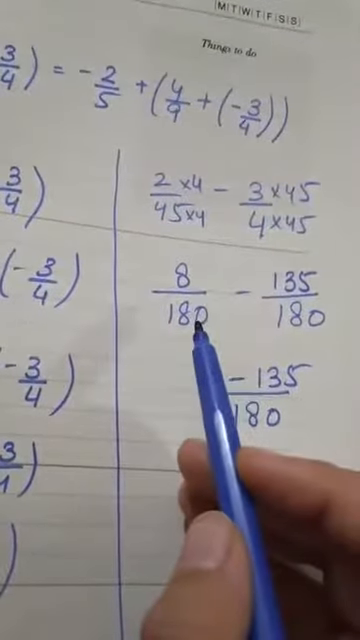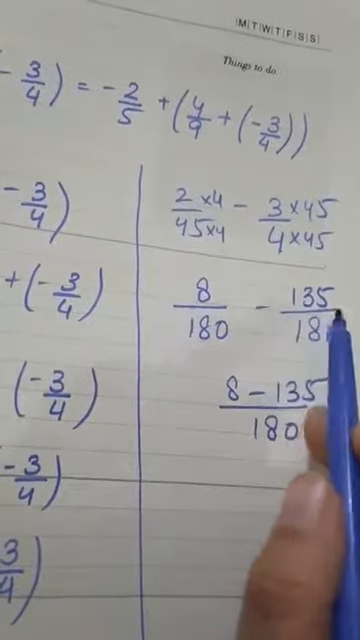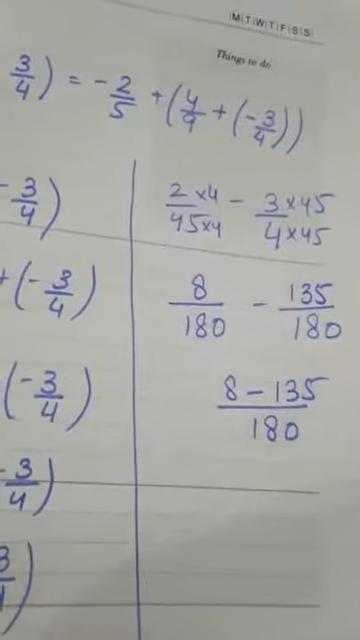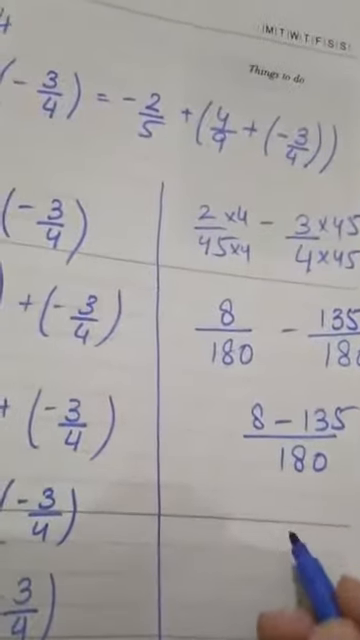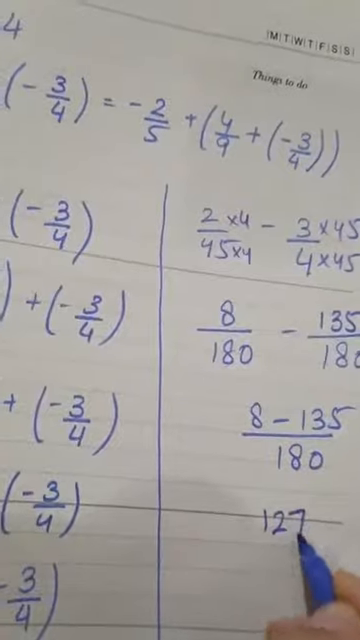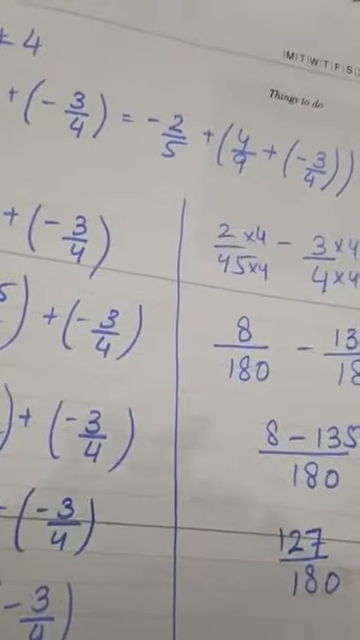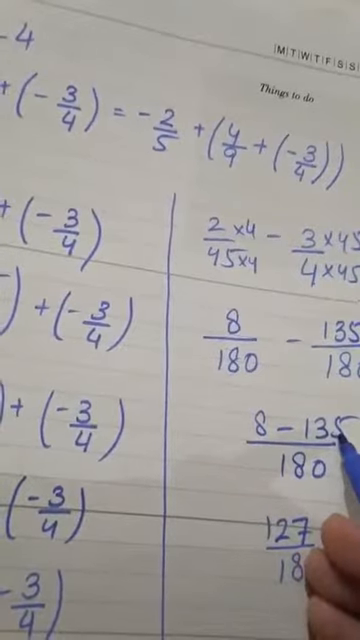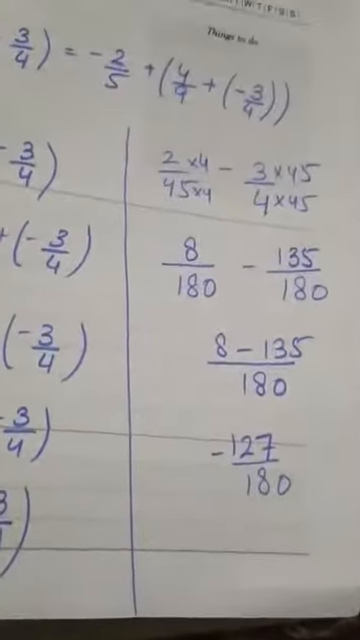As you see, the denominator are same. Subtract the numerator 8 minus 35. When you minus 8 from 35, you will get 127. But the sign with the answer will be negative, as 135 is bigger than 8. So the sign with 135 is minus. So the sign with the answer is minus.